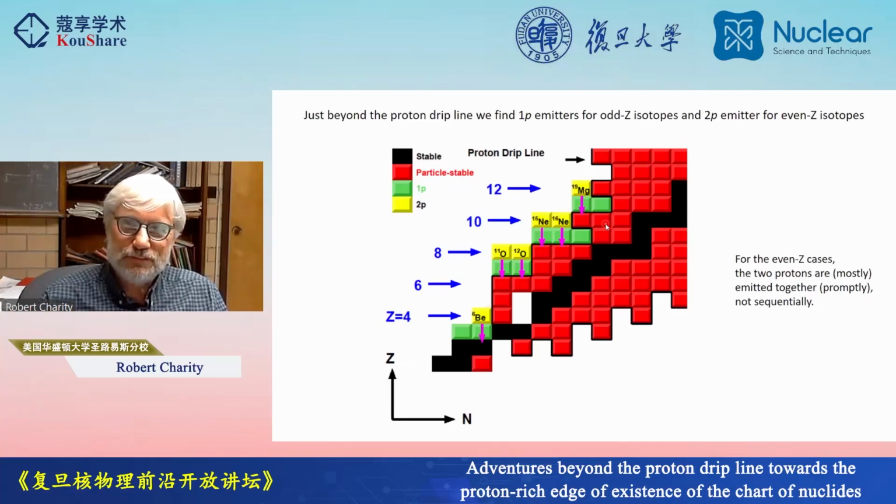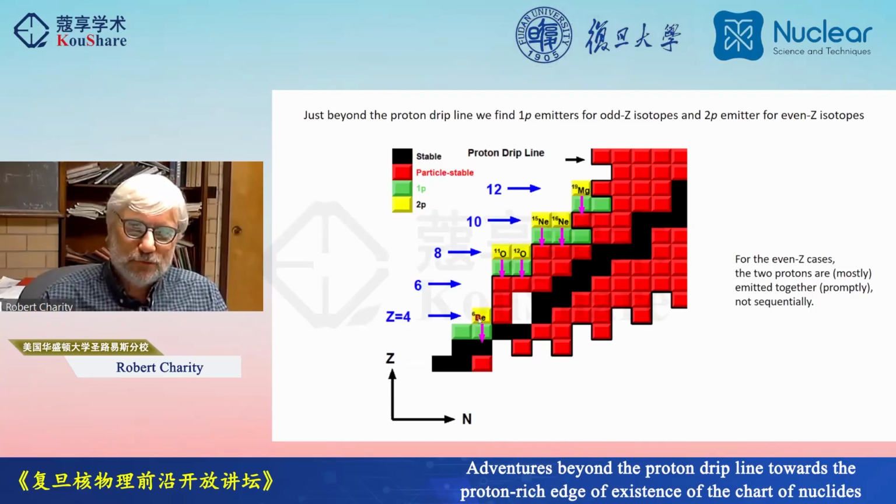The other interesting feature is these yellow cases. These are the two proton emitters. These two protons just about always come out promptly. I mean, the two protons come out at the same time. For instance, with this magnesium-19, you don't see a case where it emits one proton and ends up in this state here, which then emits another proton. That's sequential decay. Instead, this state bypasses the intermediate state and decays directly to the red state.